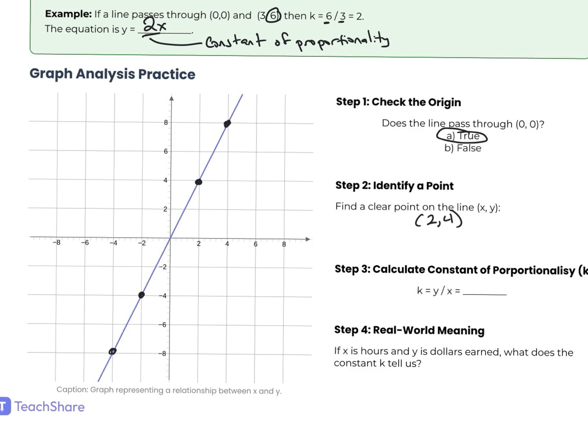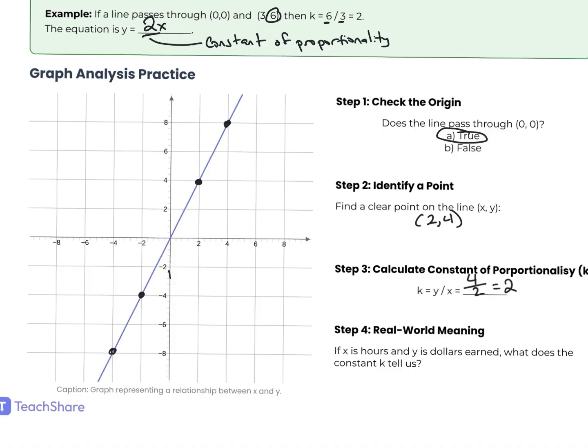And now we're going to use that point to help us determine our constant of proportionality. Once again, we know that it's proportional because it is going through the point (0, 0), and we have a straight line here. We don't see a line that's curved or gaps or something else going on. So we're going to take our y value that we chose, which is 4, and divide it by our x value, which is 2, giving us a constant of proportionality of 2.